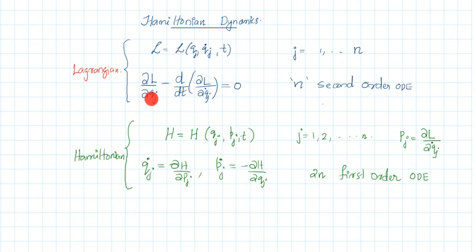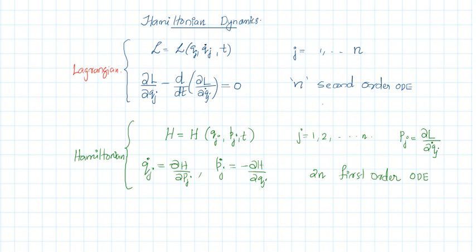And Lagrange's equation is a set of n second order ordinary differential equations. Here j can take values 1, 2, etc. up to n. So you will get the first equation as ∂L/∂q1 minus d/dt of ∂L/∂q1 dot equal to 0. Similarly, ∂L/∂q2 minus d/dt of ∂L/∂q2 dot equal to 0. You can continue up to ∂L/∂qn minus d/dt of ∂L/∂qn dot equal to 0.